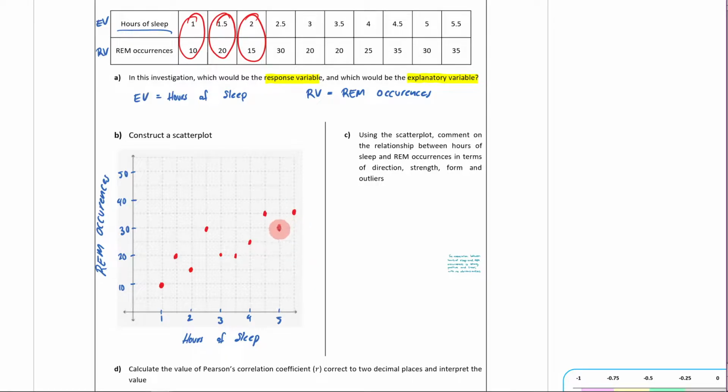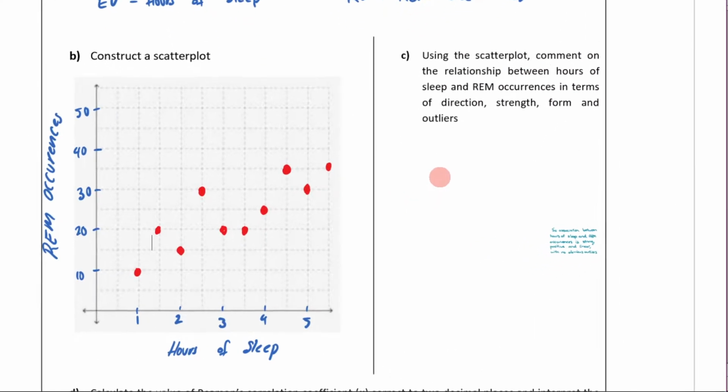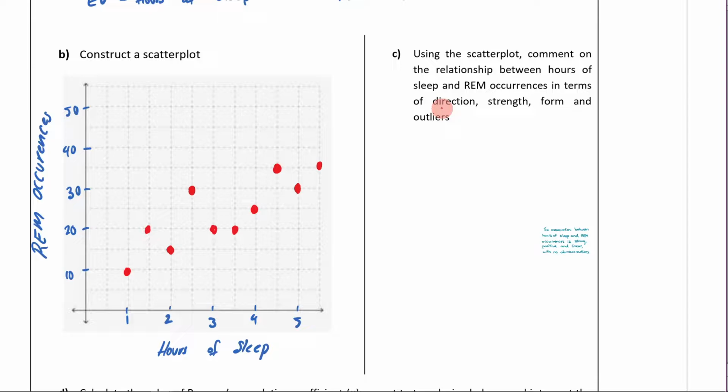So just make sure that you don't make any silly mistakes here. It's not tricky stuff, but it is easy just to put something in the wrong spot. And just make sure those look good. Perfect. So we have all of that sorted right there. The next thing that we have to do is use the scatter plot and comment on the relationship between hours of sleep and REM occurrences in terms of direction, strength, form, and outliers.